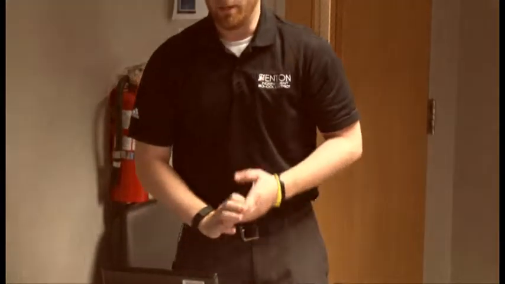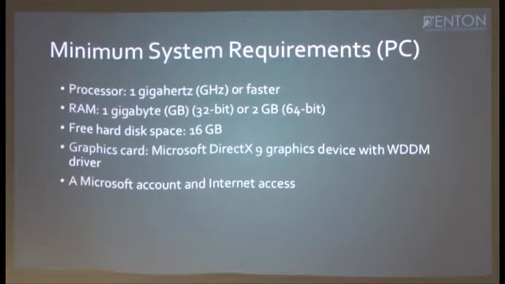Okay, so for the PC, minimum system requirements, not a lot. You have to have a gigahertz processor or faster. You have to have at least 1 gig RAM for 32-bit, 2 gigs for 64-bit. You have to have 16 gigs of free hard disk space. The graphics card, you have to have DirectX 9 with a WDDM driver. That's most graphics drivers right now. A lot of the older models, like we were talking about, like 600, 610s, those don't have it. So good thing we're getting rid of them. But most of the newer machines have that.